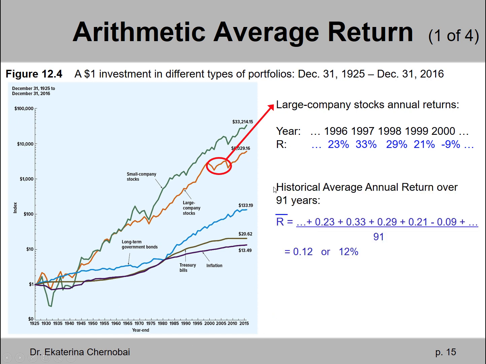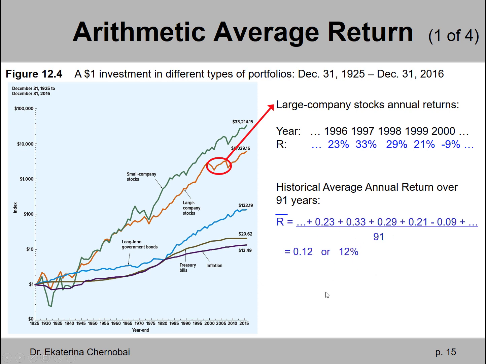And then to calculate the historical average annual return, you add all of them up. You can do them in decimals, or you can keep the percentages, and then you divide that sum by 91, right? How many of them you have. So you get 0.12 or 12%. So 12% is basically given.